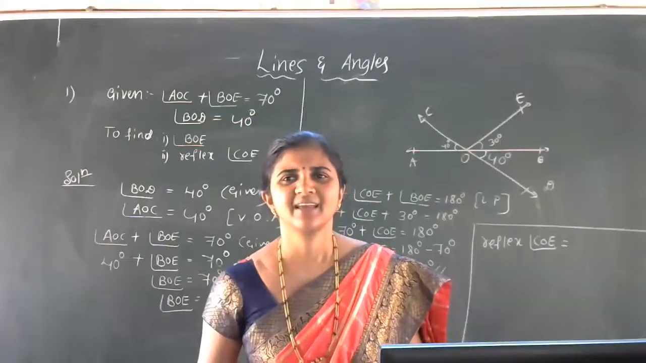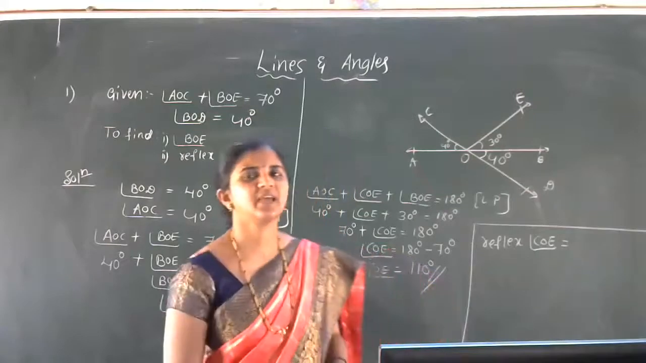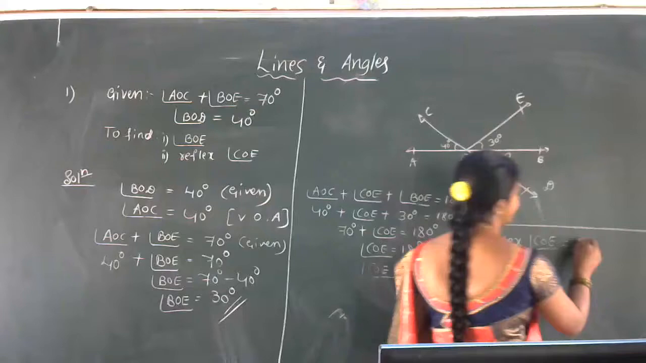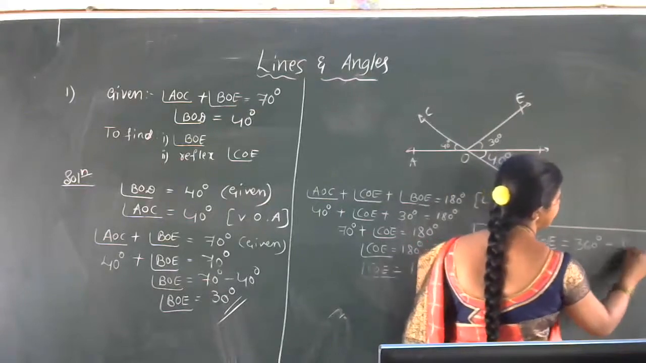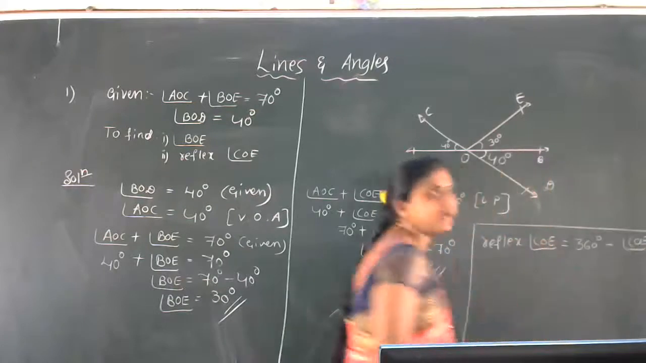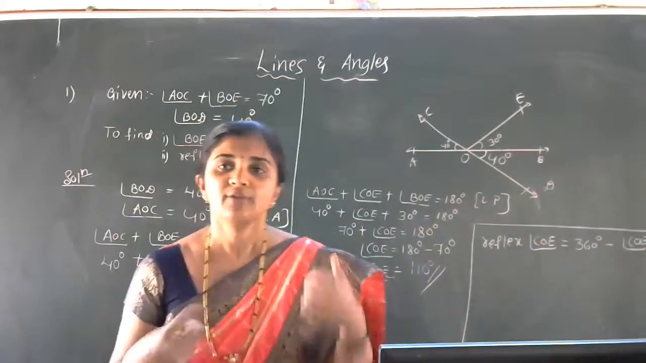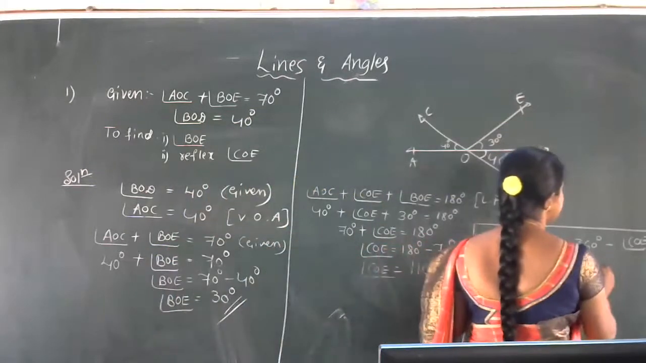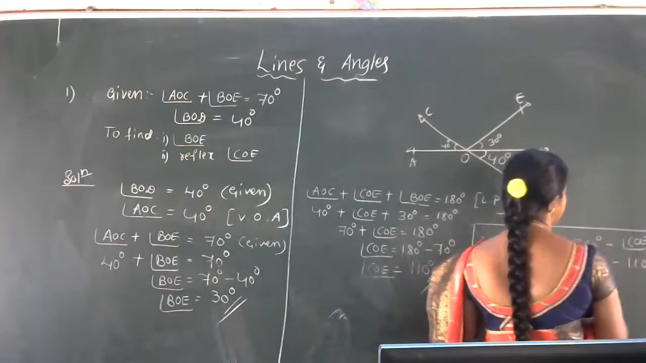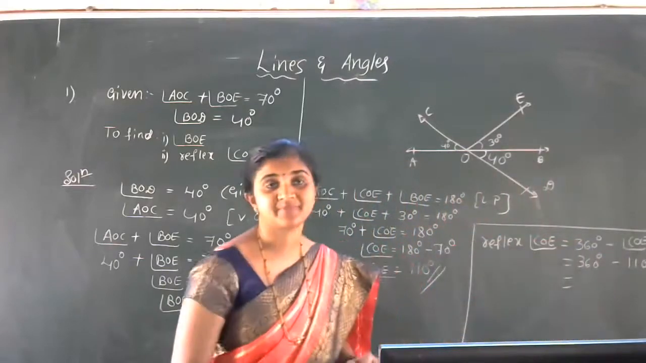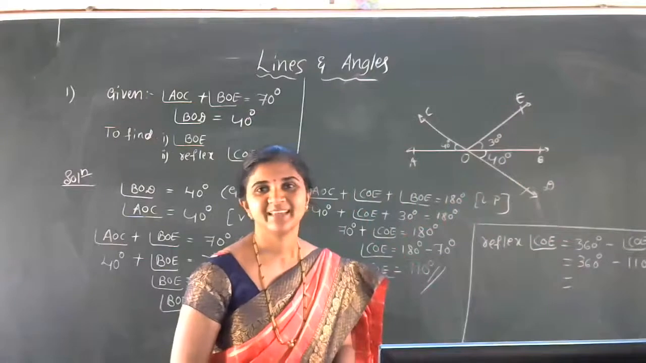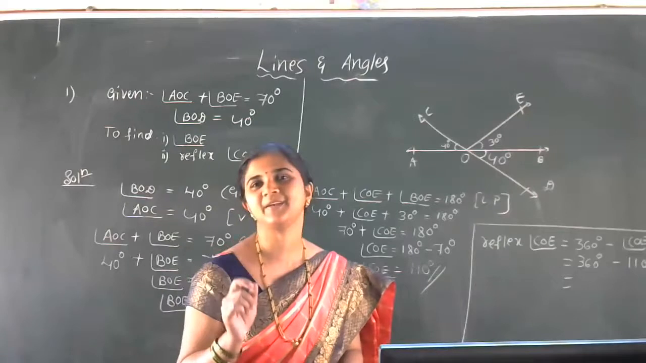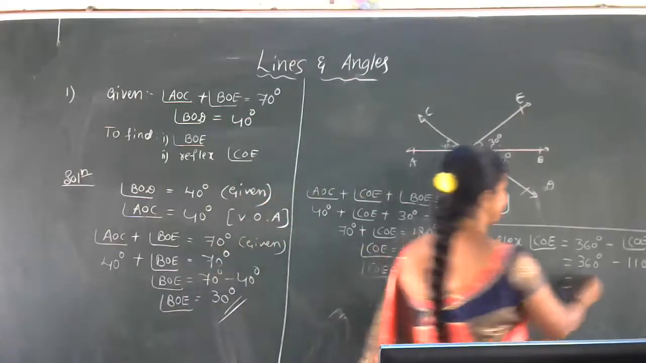Okay, Swasti. So Swasti, what we have to do? Yeah, 360 degree minus angle COE. To find reflex angle COE, we have to do 360 minus that angle COE. That is 360 degree minus 110 degree. What is the answer, students? You have to sit with one rough book and pen, no? Yeah, answer is 250 degree.